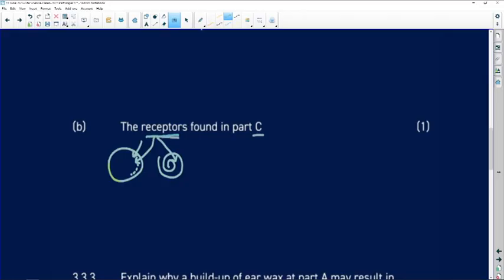Remember, in the eye, they were the photoreceptors of the retina, the rods and the cones. We've now got to identify what are these receptor cells called in the cochlea.